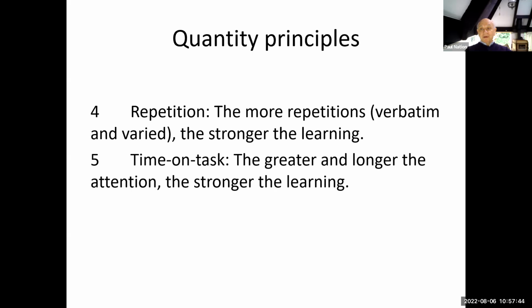Now, there are two kinds of repetition. One kind of repetition is what we call verbatim repetition, which means exactly the same thing again. So you look at something and then you put it away, and then you come back later and look at it again, and you're looking at exactly the same thing you looked at before. That's verbatim repetition. Varied repetition, it's a qualitative difference, but it's a kind of repetition too, is that we meet the same thing again, but it's a bit different from how we met it before.